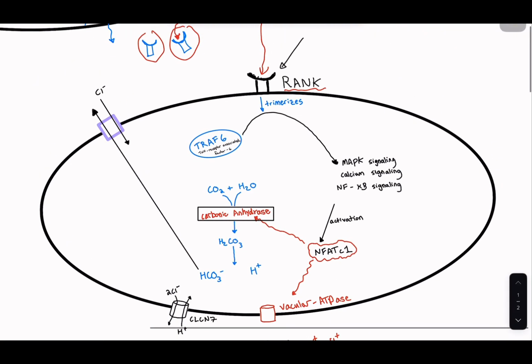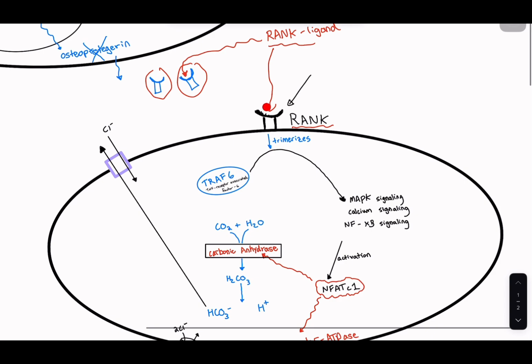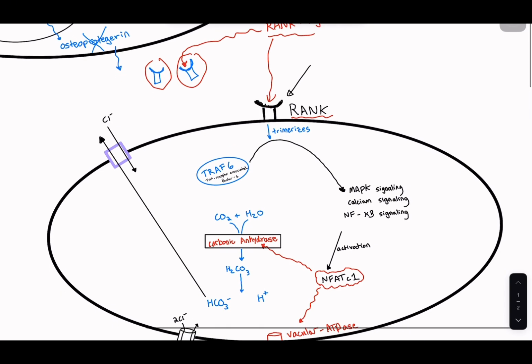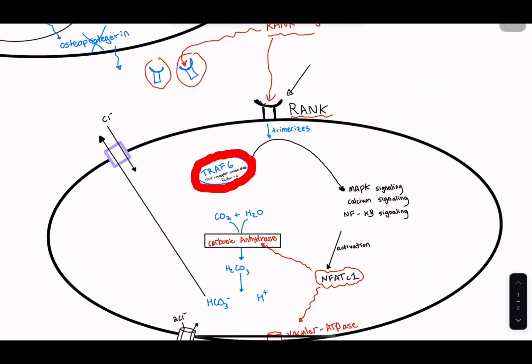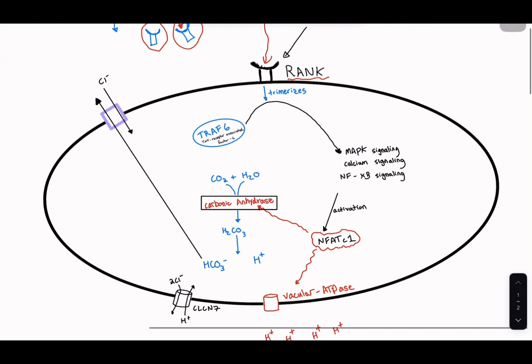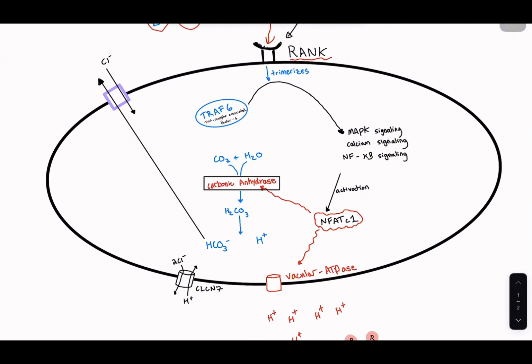And so this happens by the RANK ligand binding to the RANK receptor, which then trimerizes, so it comes together, 3 proteins come together. And what they do is they activate this protein right here called TRAF6, or the tumor necrosis factor receptor associated factor 6, which then activates a bunch of these downstream signaling pathways. And I just kind of included this for completion, but these downstream signaling pathways eventually activate this transcription factor, which regulates genes. And some of those genes are then transcribed and translated into functional proteins, which include carbonic anhydrase and this vacuolar ATPase.